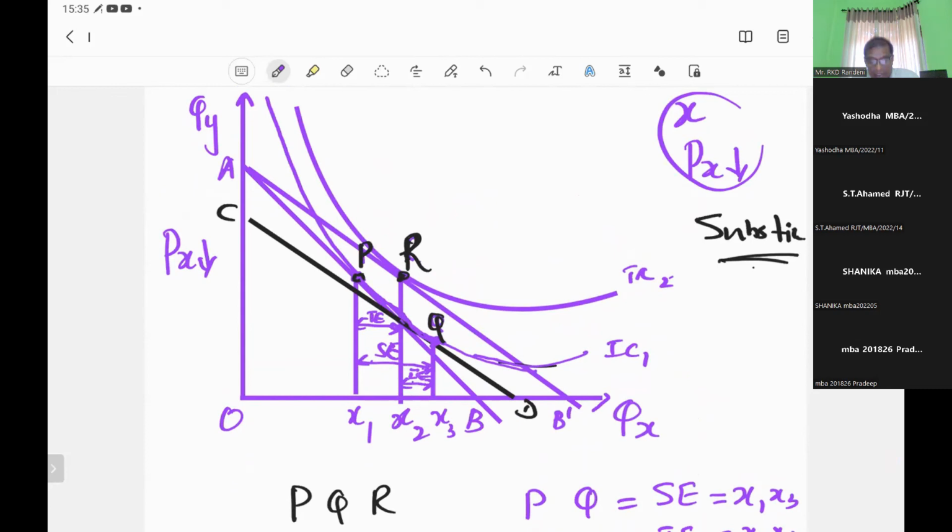Then the income effect is completely covered by the substitution effect, and part of the substitution effect is equal to the total effect. Then we can tell that the substitution effect is more powerful than the income effect, that is an inferior commodity.